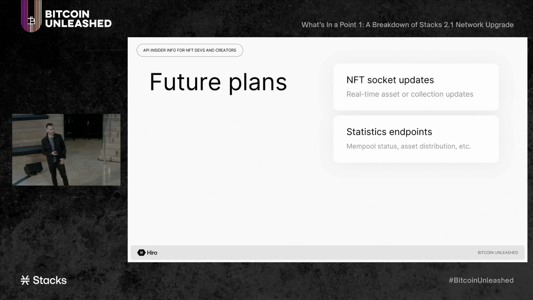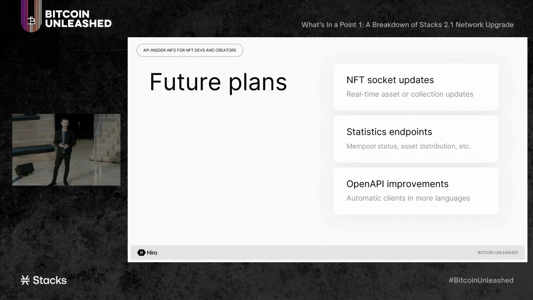Next, we're adding statistics endpoints. What this means is that we are starting to notice that the community is very interested in statistics about mempool transactions, for example. How busy is the mempool right now? Which of those transactions are actually valid? Which of those have been replaced by fee, et cetera? We're also providing endpoints that give you asset distribution on STX and on any fungible token, and some others that we think will be very helpful, especially for on-chain analytics solutions.